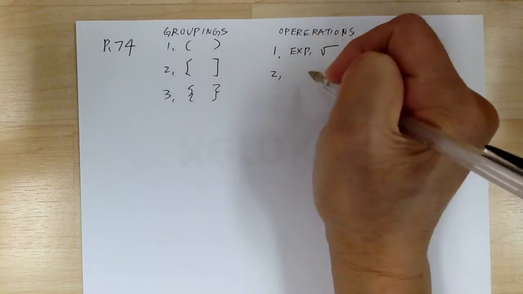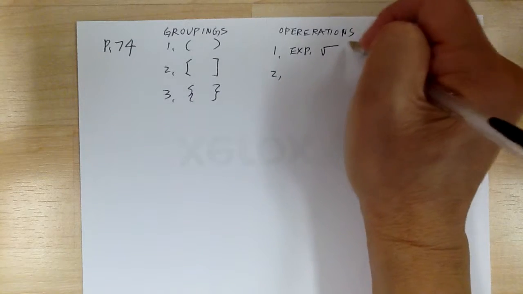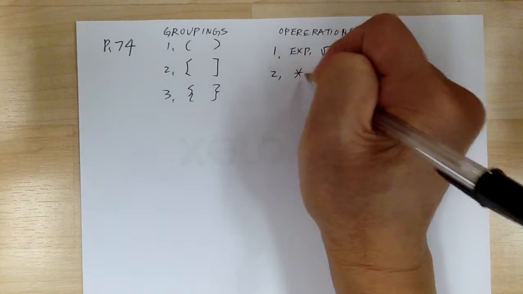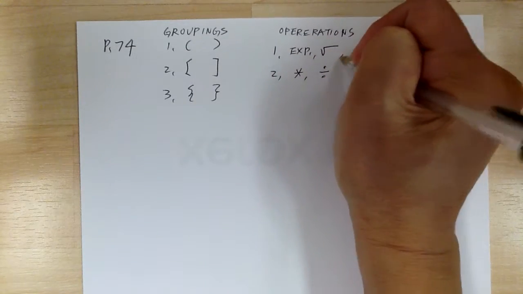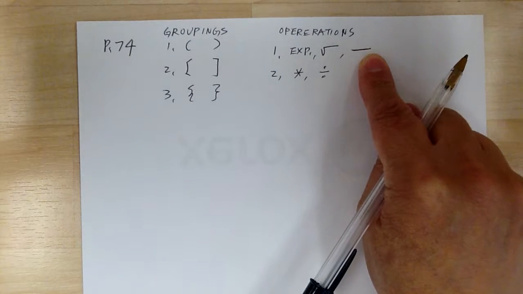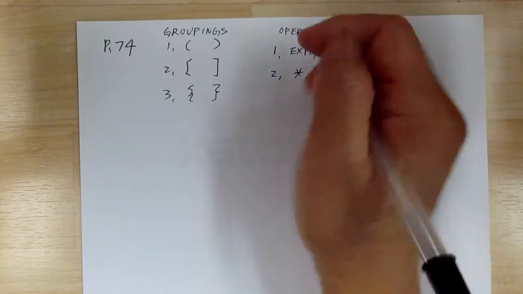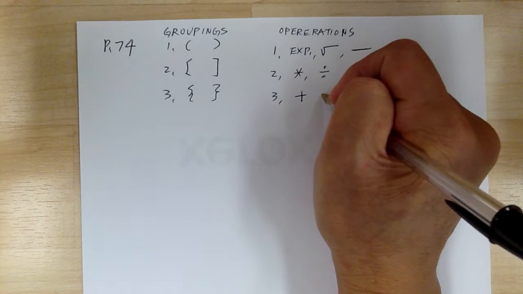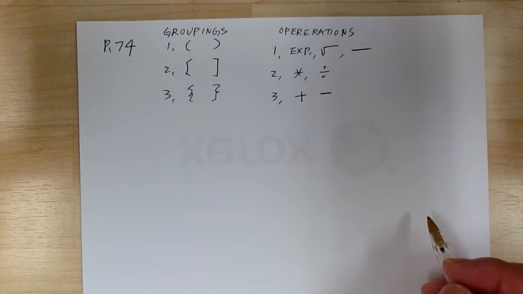Okay, the next one that you want to do is the multiplications and divisions. Oh, by the way, the exponent, and you also have this, which is like a division line, okay, and then you're going to have the addition and subtraction. Okay, so let's go over some examples.